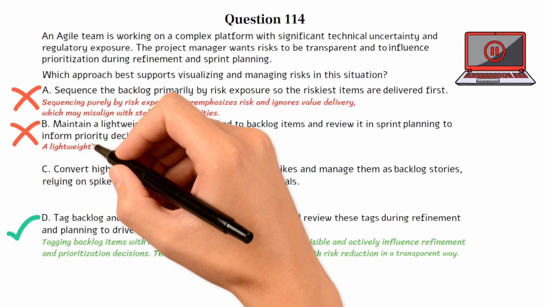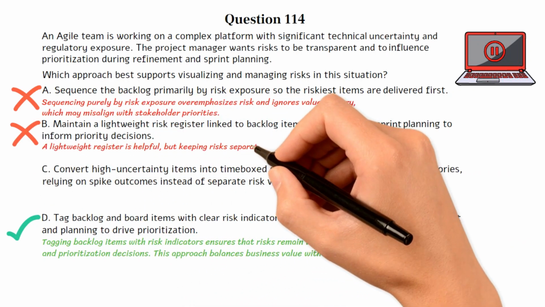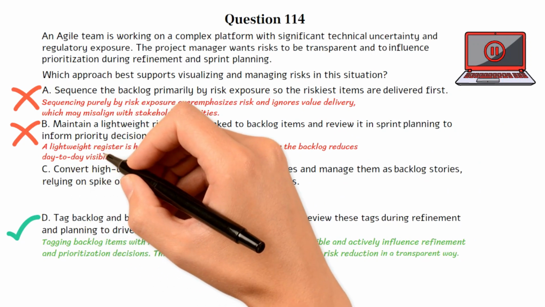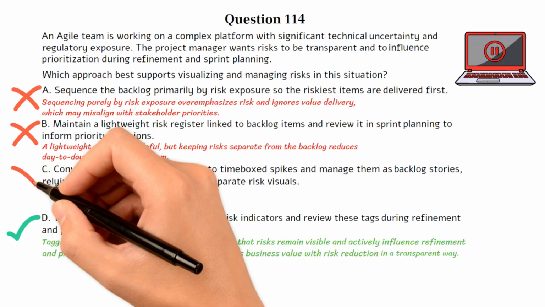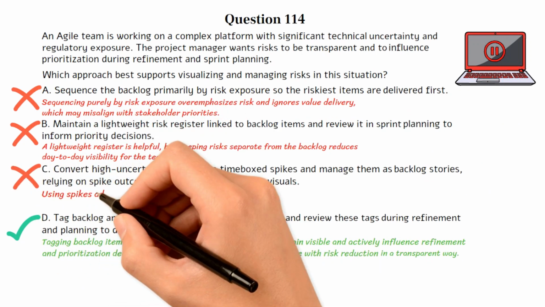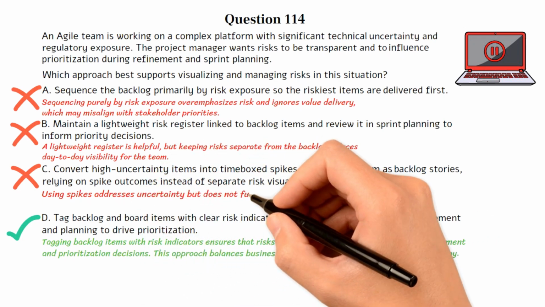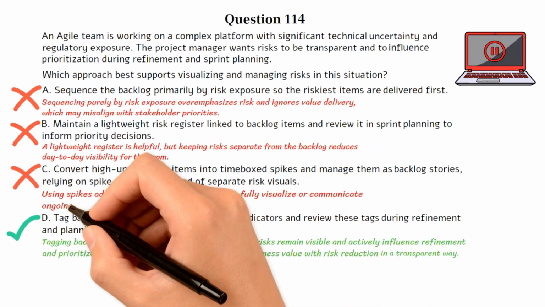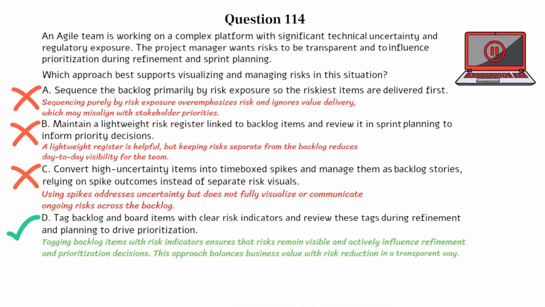A lightweight register is helpful, but keeping risks separate from the backlog reduces day-to-day visibility for the team. Choice C is incorrect. Using spikes addresses uncertainty but does not fully visualize or communicate ongoing risks across the backlog. Let's move on to the next question if you're ready.